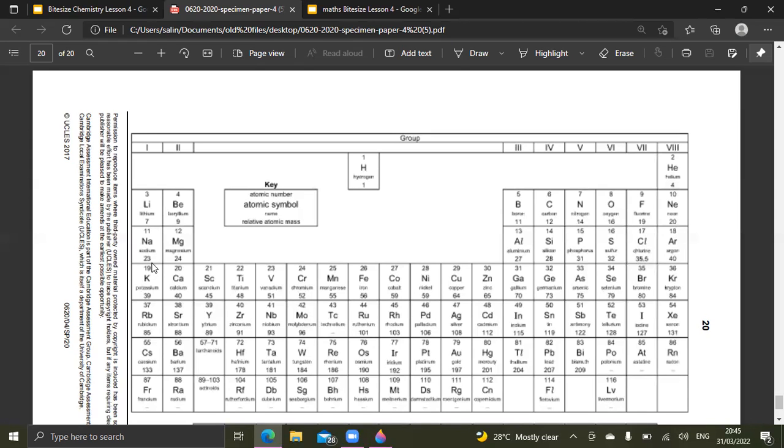Alhamdulillah. Okay, let's have a look at the group number. Sodium is in group number 1. How do I know? See, number 1 here, group number 1. Done. Okay, let's have a look at the period number for sodium.